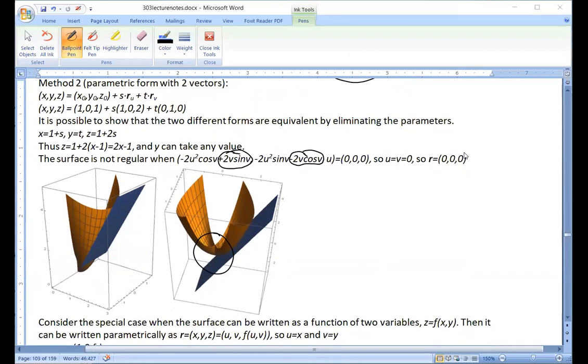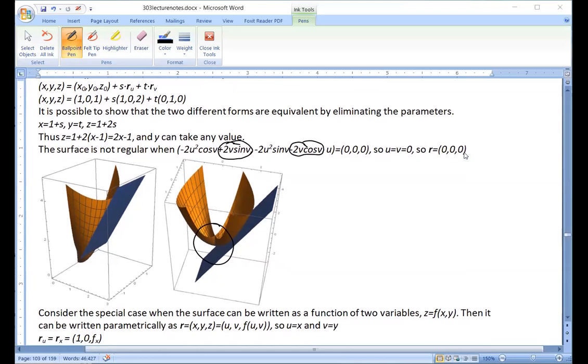We can say r equals the three coordinates x, y, z. We can say that x is just u, y is just v, and z equals just f of u, v. So basically, we've just said u equals x and v equals y. And of course, you don't even really have to use u and v. You can just use x and y.